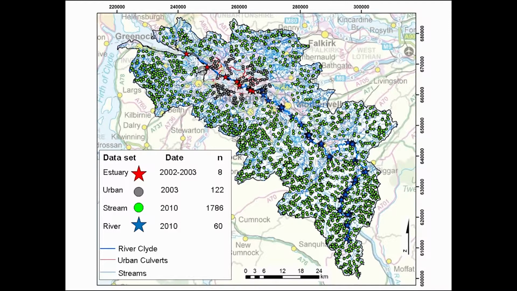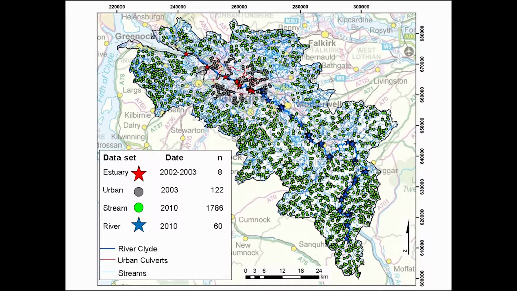Then in 2003, in conjunction with Glasgow City Council, samples were taken of the tributaries of the River Clyde within the Glasgow urban area. There's 122 of these samples, and they're a particularly useful and interesting data set because normally our National Geochemical Survey, we avoid urban areas because we're interested in the background natural concentrations, but this is a really useful data set because we can actually look at the urban environment and what effect that's having on waters.